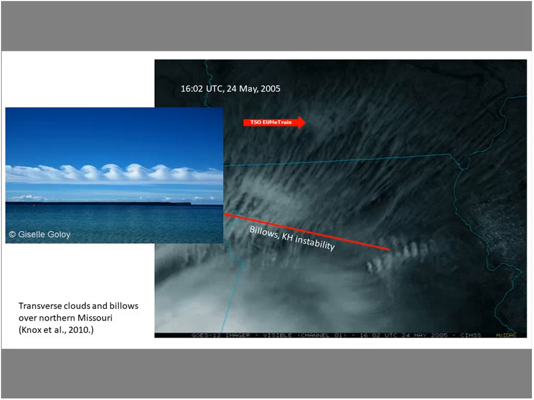And here you can see billows that are a manifestation of the Kelvin-Helmholtz instability at the lower levels. So this is not as big a feature as transverse clouds could be, but also in lower levels it can indicate the possibility of clear air turbulence in the vicinity.